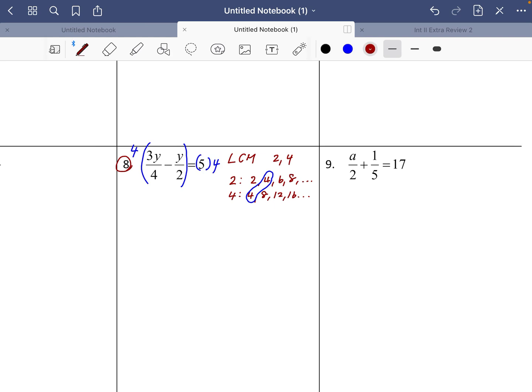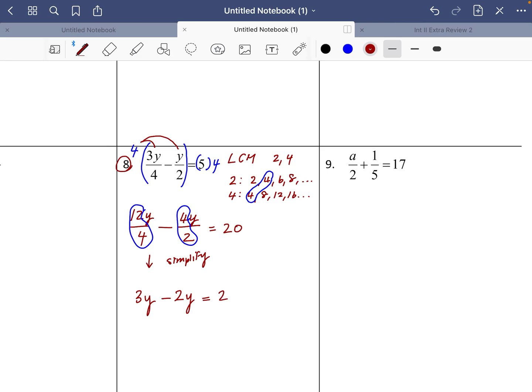Then what you're going to have is 4 times 3y over 4, which is 12y over 4. And again, you're going to multiply that to the second one, so then that becomes 4y over 2 equals 20. And then you can simplify these fractions. 12 over 4 can be simplified as 3, so 3y. And then 4 over 2, 4 divided by 2 is 2, so minus 2y equals 20. And then if you subtract them, you get y equals 20 as your answer.